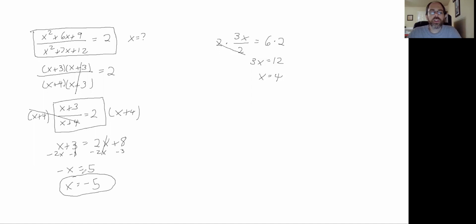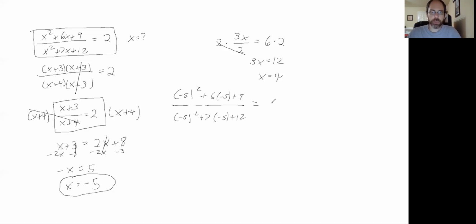And here's my answer. So my conclusion is, with this original question, what unknown value makes all of this the same thing as 2? The answer is negative 5 makes that true. As always, the beauty of this is I can double check my answer. I can prove I'm right or wrong. So let's double check that. Let's assume x really is equal to negative 5. So if I replace every x with a negative 5, then I have negative 5 squared plus 6 times negative 5 plus 9 divided by negative 5 squared plus 7 times negative 5 plus 12. And let's see if that really does give me 2 the way I think it will.